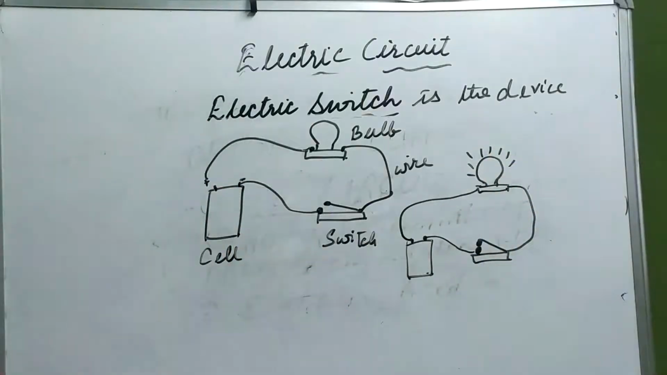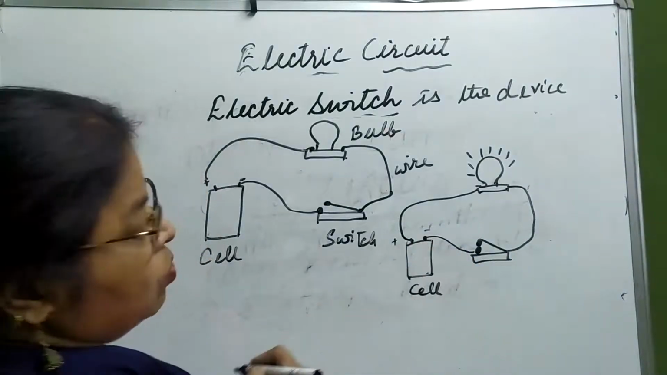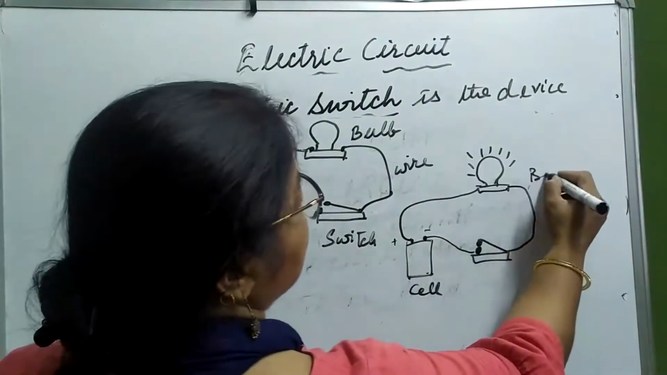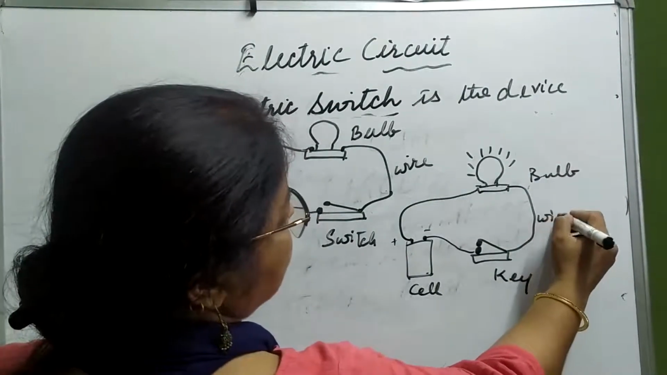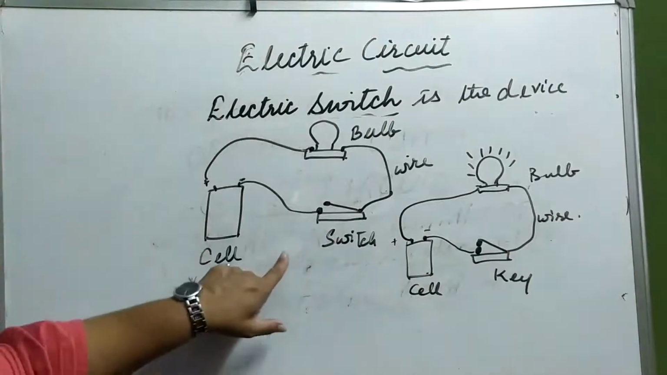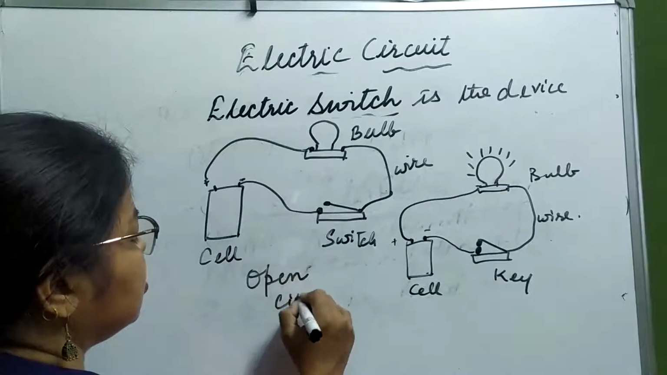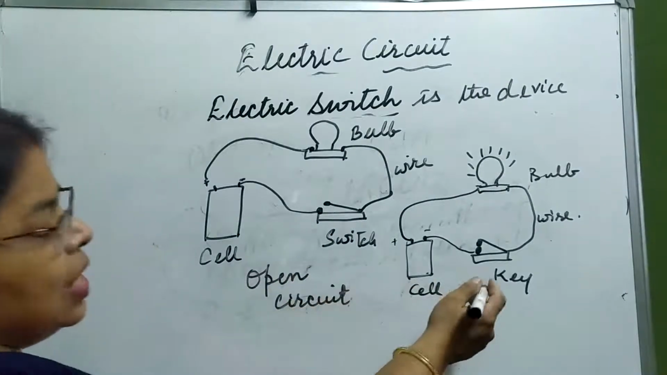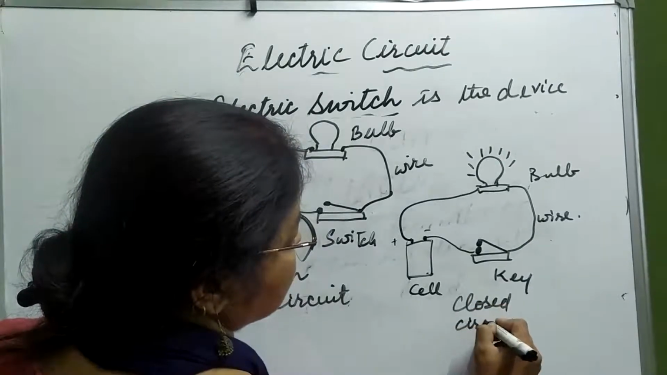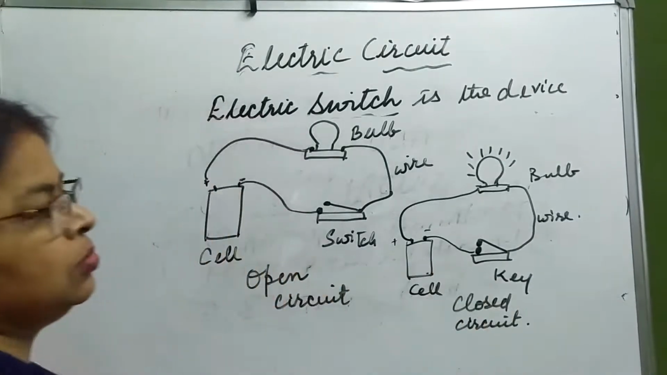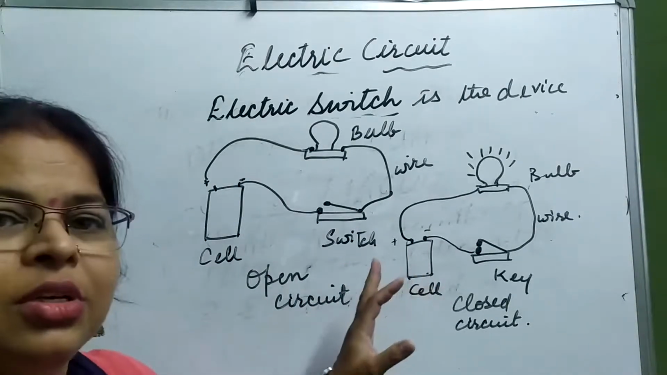So this is the positive terminal, this is negative. Again let us see: cell, bulb, key, and connecting wire. Now this condition is open circuit, and this one is closed circuit. So this is how we can differentiate between open and closed circuit.